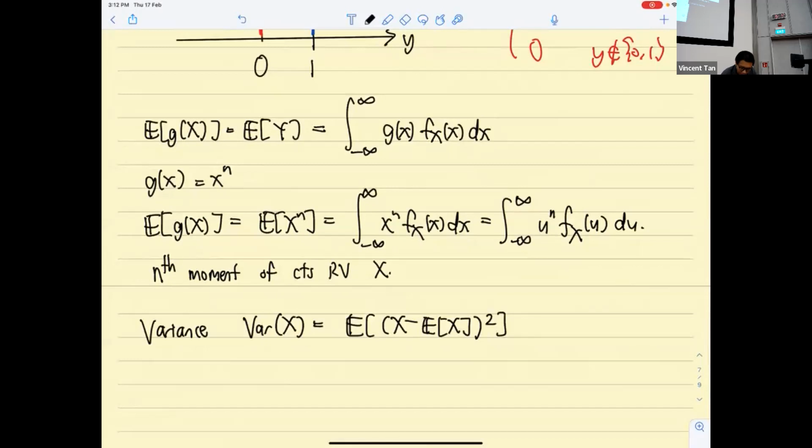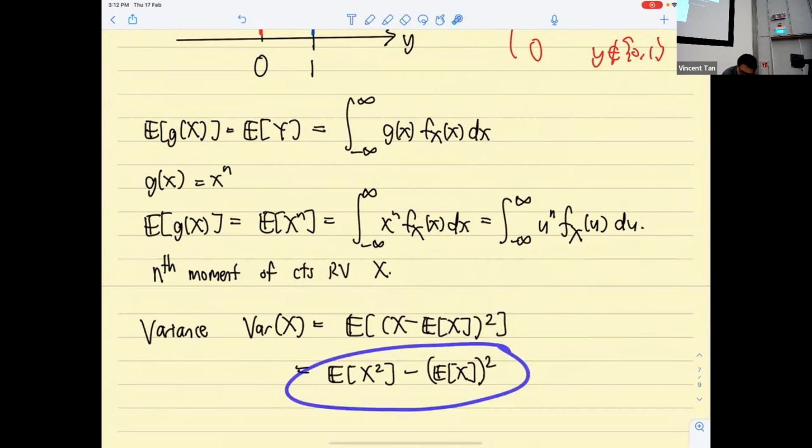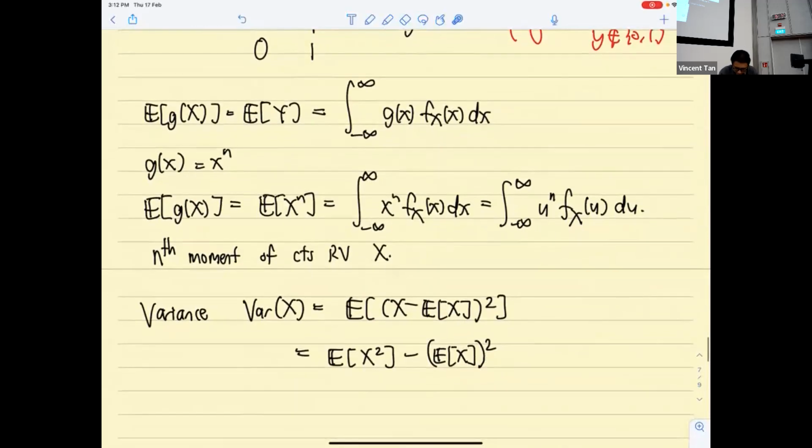But a little bit of manipulation shows you that this is equal to expectation value of x squared, the second moment, minus the first moment quantity squared, right? So that is the variance. Usually we use this formula to compute the variance. Usually this is much easier because before we compute the variance, we compute the mean already. So we have the expectation value of x, and we just need to compute the second moment. The fact that this is equal to this follows from the same argument as for the discrete case.